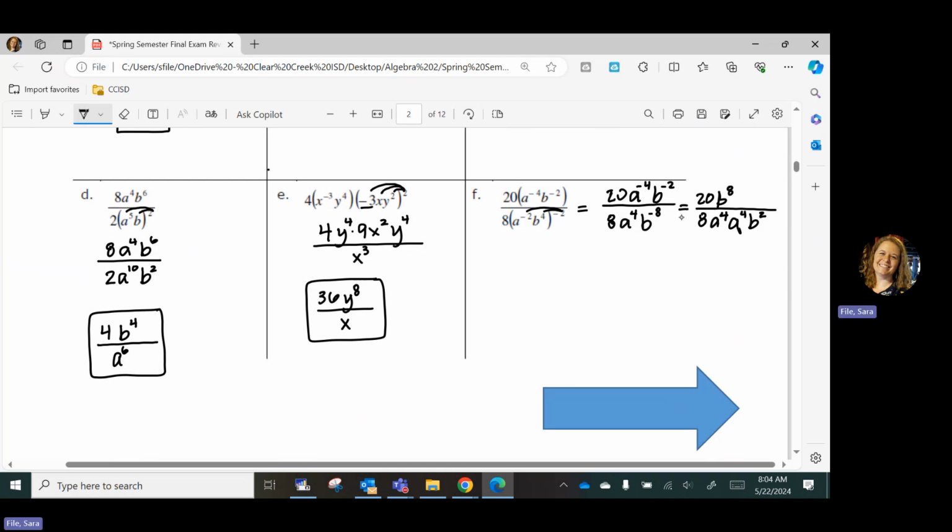So the 20 over 8 is going to reduce. Both of those can be divided by 4, and that would be 5 over 2. Okay, the b to the 8th over b squared. 8 minus 2 is 6, and that's positive, so it stays in the numerator. And then the a's being multiplied in the bottom, you add the power, so that's a to the 8th. And that's positive, so it stays in the denominator. So that's as much as I can simplify that one.